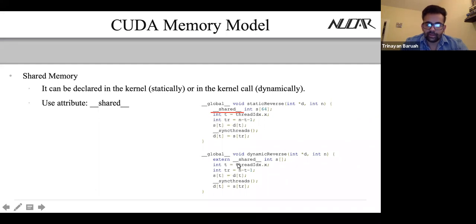And this is another way to declare it. I mean, it's a matter of choice which one you want to use. But here the important thing to note is that this is a static allocation, whereas this is a dynamic allocation.